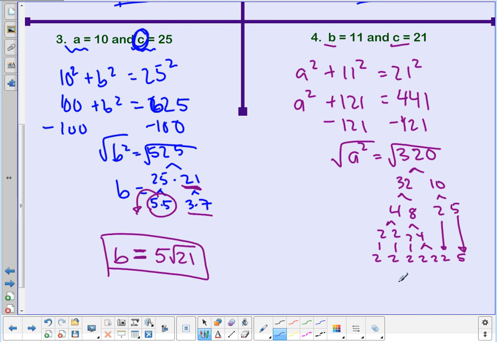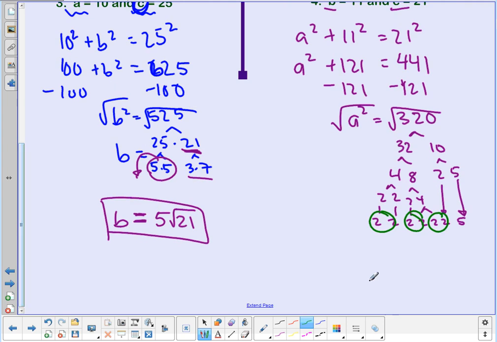So holy cow, that's what's under my radical. Now I'm going to take out my pairs. I have 1, 2, 3 pairs of 2's. So I have a is equal to 2 times 2 times 2 outside because I had 3 pairs. Still have the 5 left over underneath. Put those back together. 2 times 2 times 2 is 8. So I have 8 square root 5.